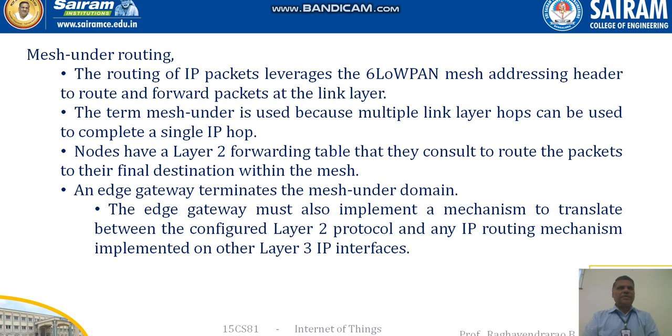What is mesh-under routing? Here the routing of IP packets uses the 6LoWPAN mesh addressing header to route and forward packets at the link layer. The term mesh under is used because multiple link layer hops can be used to complete a single IP hop. Nodes have a layer 2 forwarding table that they consult to route the packets to their final destination within the mesh, with a start and an end, and hops in between so that the packet can reach the destination by the proper route.